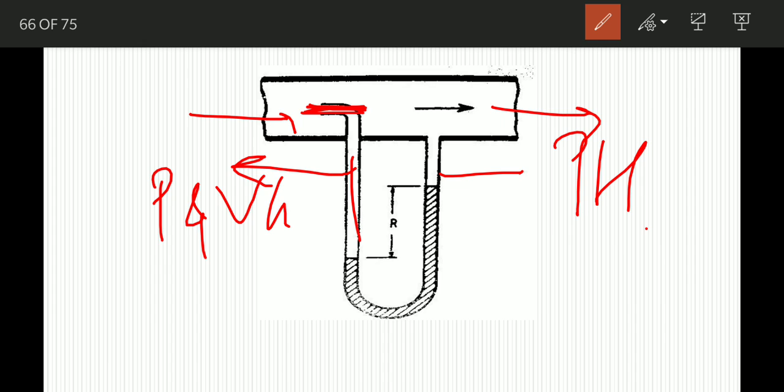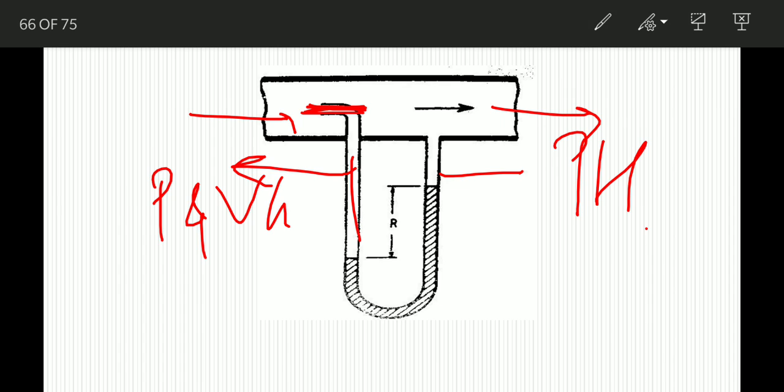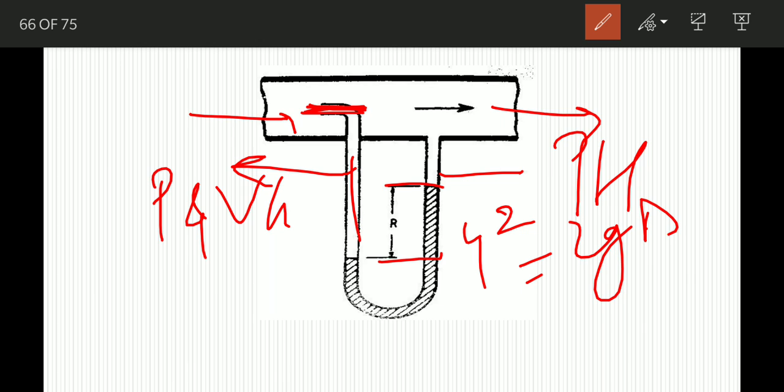So therefore the reading R of the manometer measures the velocity head. This reading R gives you the velocity head. As seen in Bernoulli's equation, the velocity head of the fluid, that is del HP, may be obtained from the following equation. We have already talked about the equation, that is U square equals 2G del HP. Here you can calculate the velocity head. This is the velocity head.